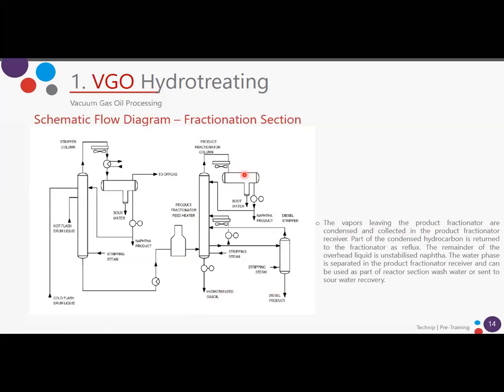Okay, part of the condensed hydrocarbon is returned as a reflux. The remainder is the naphtha product that we will send to the naphtha hydrotreating unit. The water phase is separated in the product fractionator receiver and can be used as part of the reaction wash water or sent to the sour water recovery. Remember that before we sent some water addition, so some of the water can be used for this purpose.